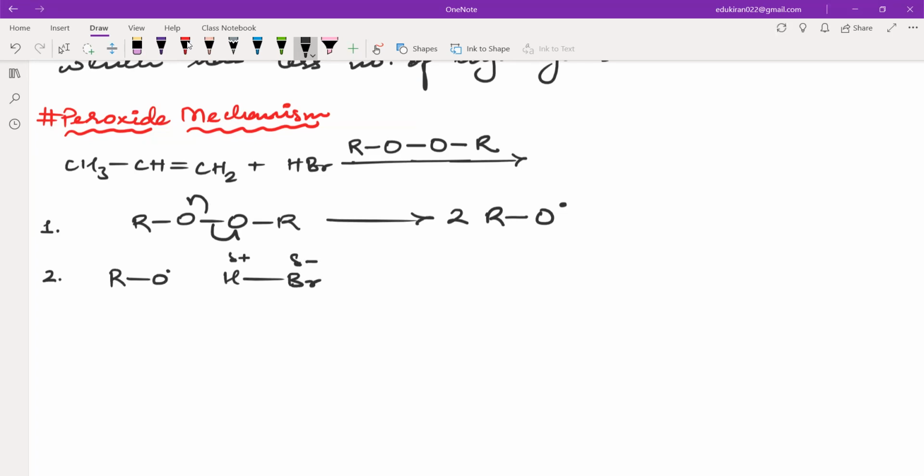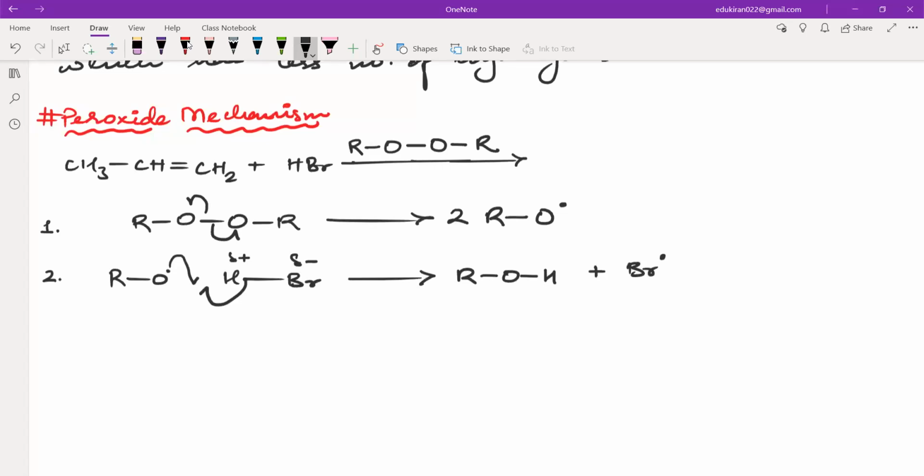So this oxygen atom has lone pairs also. So what does it do? It starts giving the electron density to hydrogen. So it reacts like this. Now hydrogen breaks the bond and gives one of the electrons to RO. So an OH bond is formed, and you get an alcohol from the peroxide, plus we get a Br free radical.